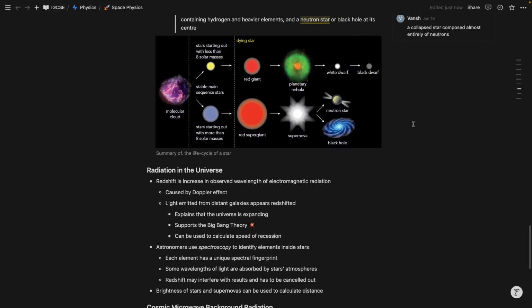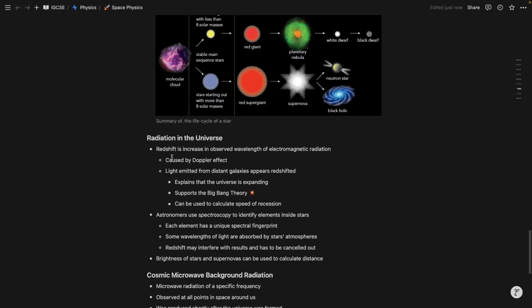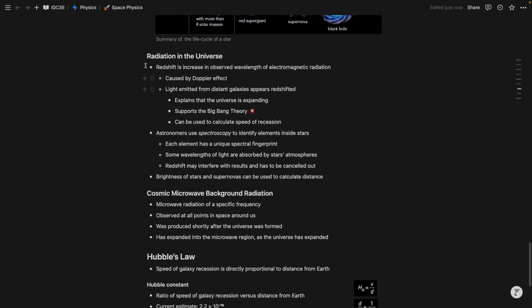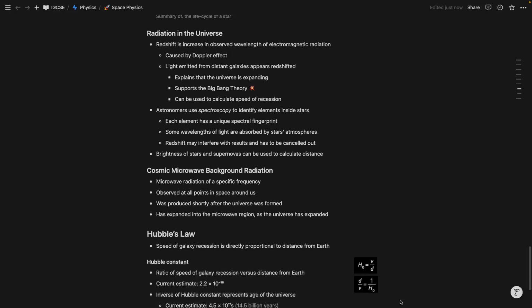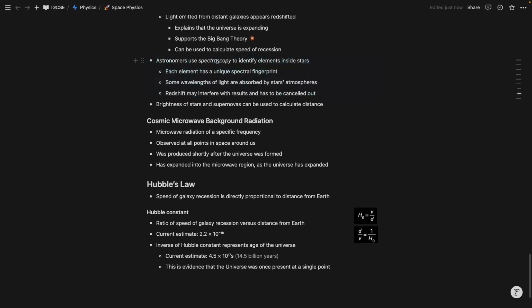Okay, so here you can see the diagram for the summary of the star's life cycle. And here are the phenomena of radiation and light that happen through the universe. Redshift is when the observed wavelength of any electromagnetic radiation changes, it increases. So this is caused by the Doppler effect. You can see that this redshift can be used to calculate the Hubble constant, which I'll explain, and it supports the Big Bang theory.